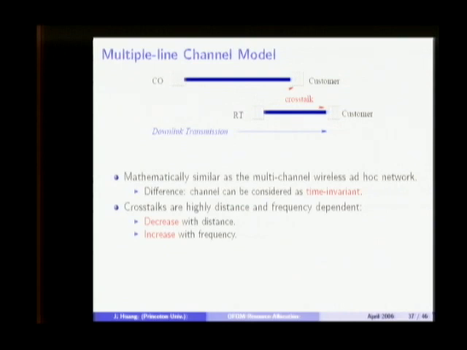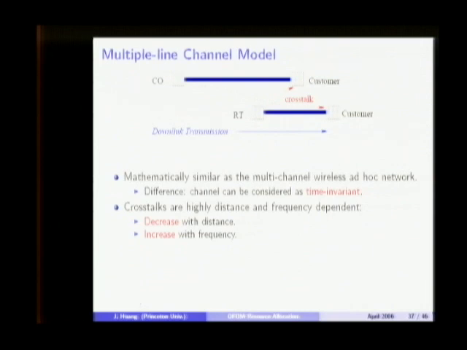Right? And the transmitter on one line generates interference to the other line. And because this interference is topology dependent, it decreases with distance. So the RT transmitter generates strong interference to the customer on the CO line. However, the CO is farther away from the customer on the RT line, so this crosstalk is really small. So this is really a one-way interference in this mixed CO-RT case. And this is the dominant performance bottleneck in the US. In the US, there is a lot of RT deployment. So this is the major problem.